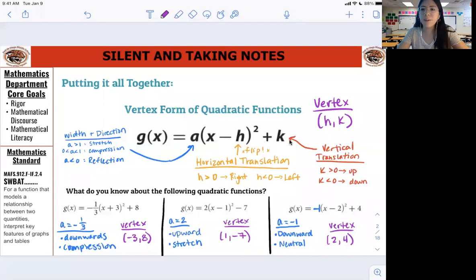No. What you see is what you get, okay? For K, if it's positive, it's up, negative, down. There's no flipping involved. So notice you only flip numbers when they're located where? In H, so inside of the parentheses. Yeah, and that happens in factored form as well. So we'll talk about that in a little bit.